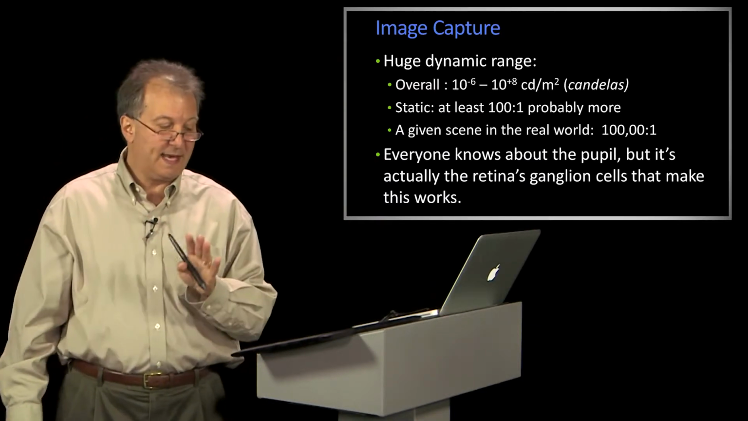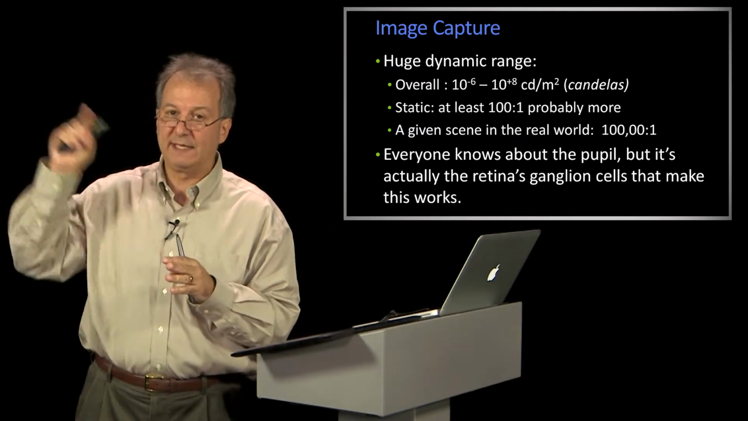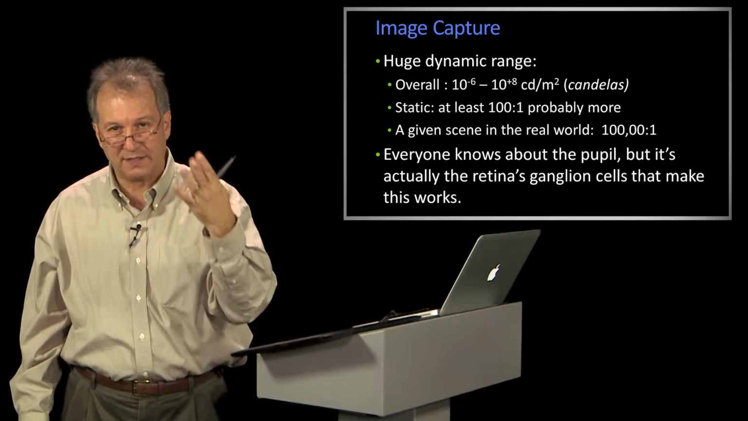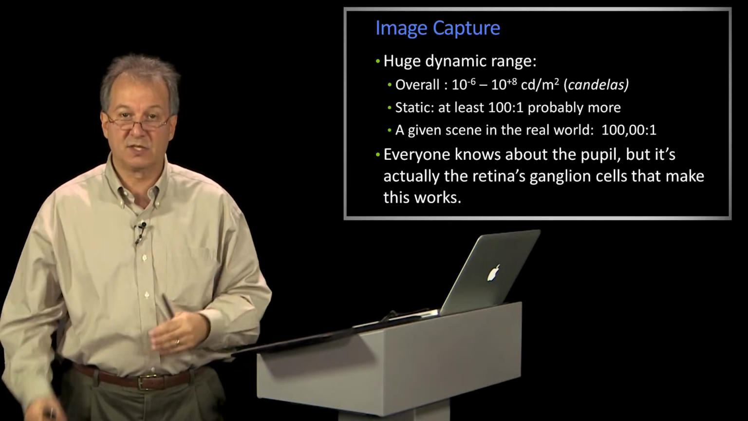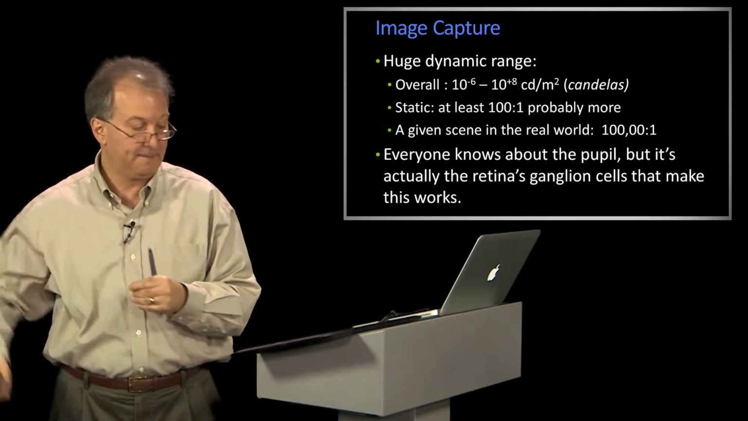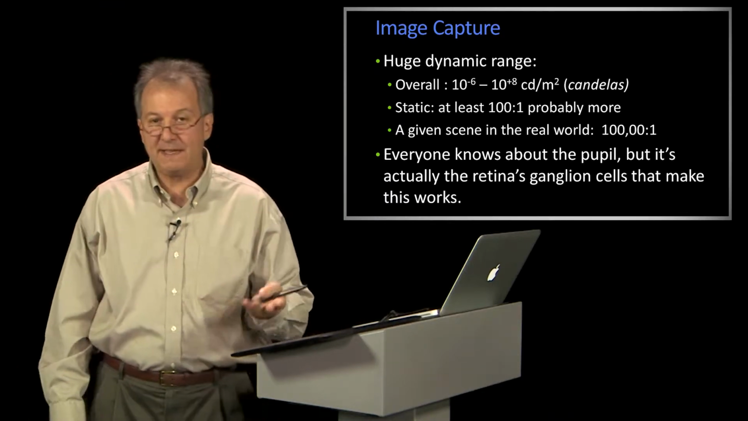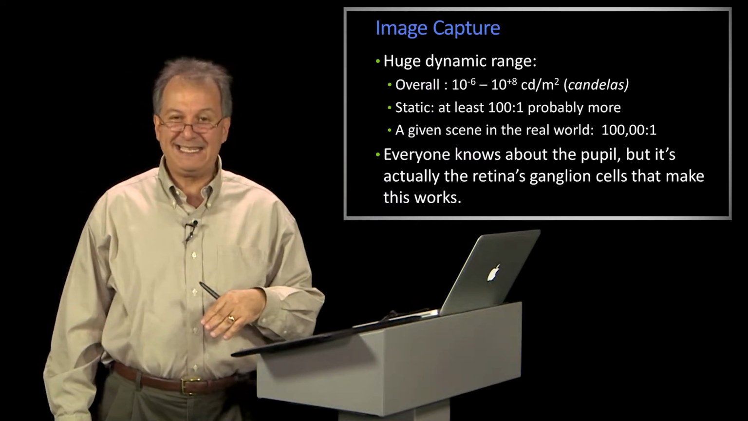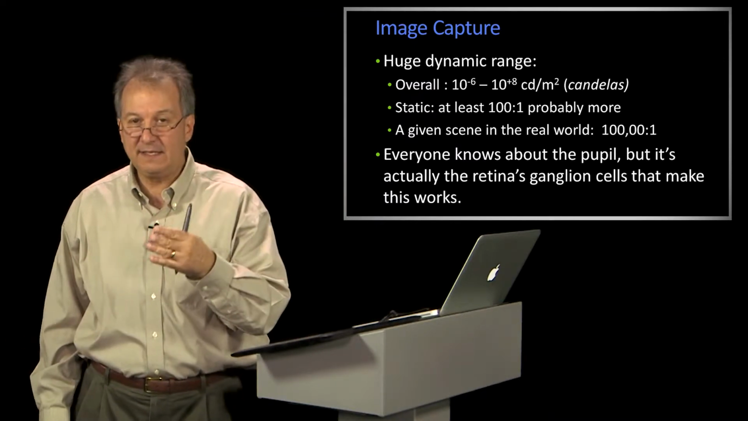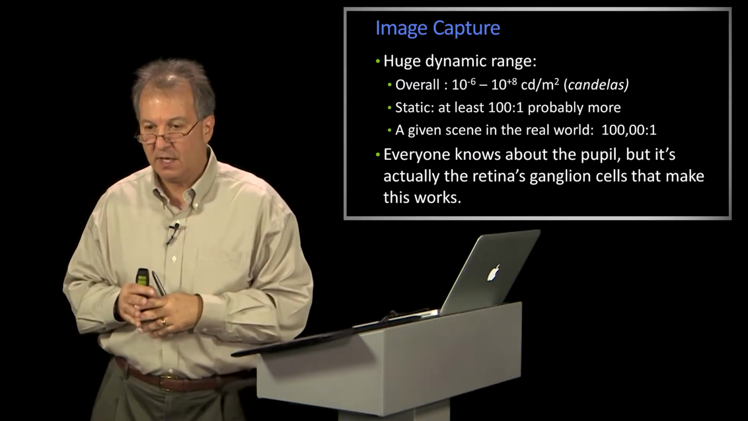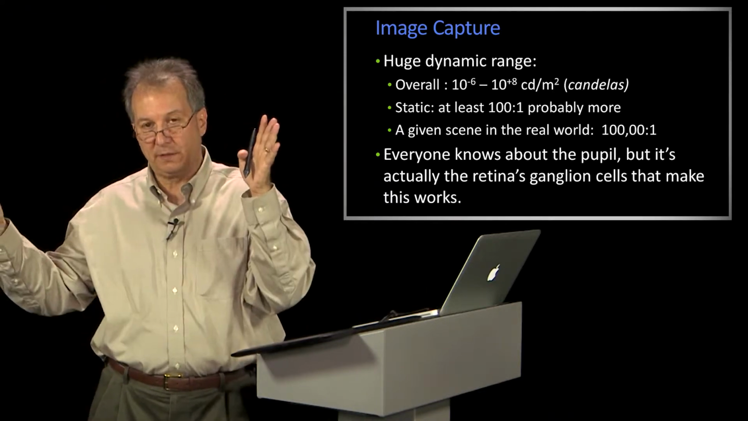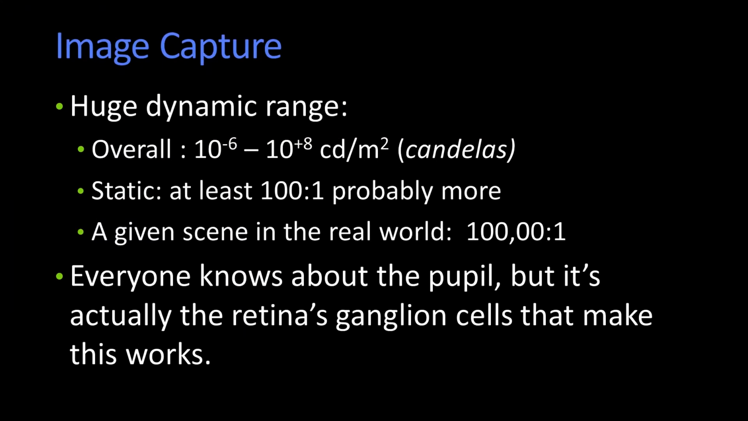And by the way, that does not include looking directly at the sun, because frankly, you can't actually see much when you look directly at the sun. It's too bright, all right? But you can go from somewhere around 10 to the minus 6th to 10 to the 8th candelas per square meter. It's a measure of the flux of the light, and flux falls on a particular area.